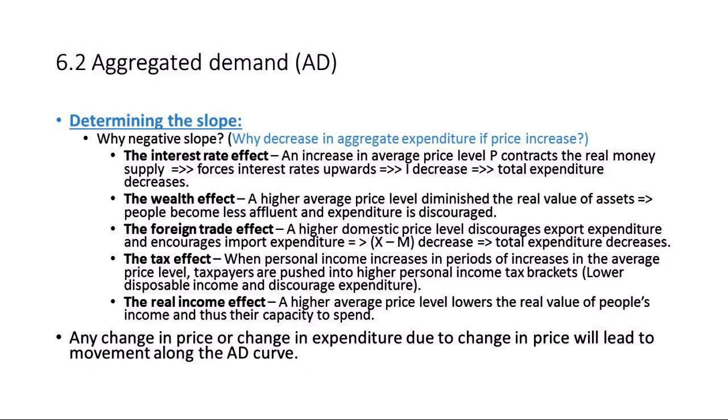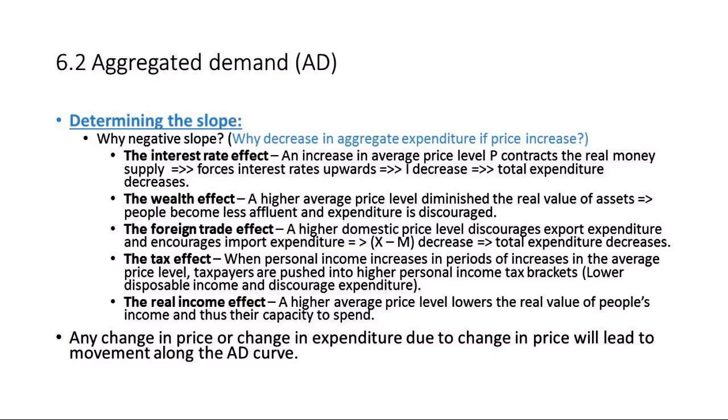So does this negative slope make sense? And there are a number of reasons why this is very sensible. If you consider the interest rate effect, an increase in the price level means that the real money supply is decreased. That forces up interest rates, and then investment is lower, and then total spending decreases. So you have this negative relationship between the higher price and income.